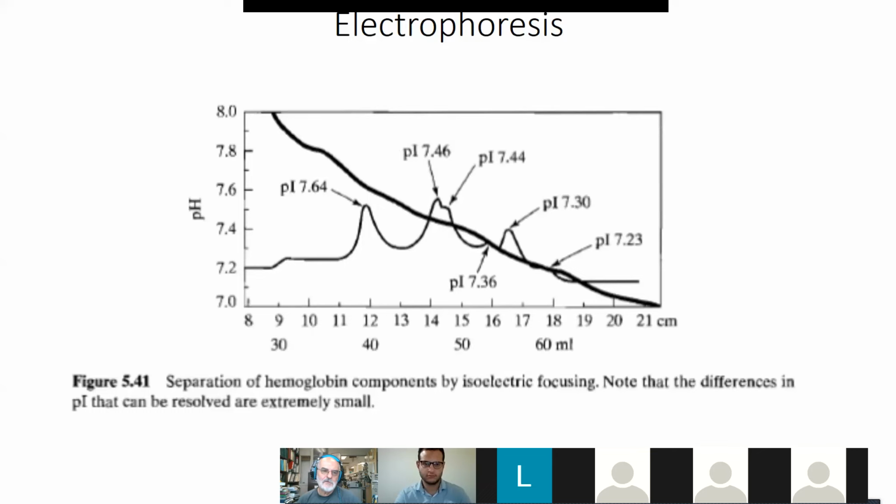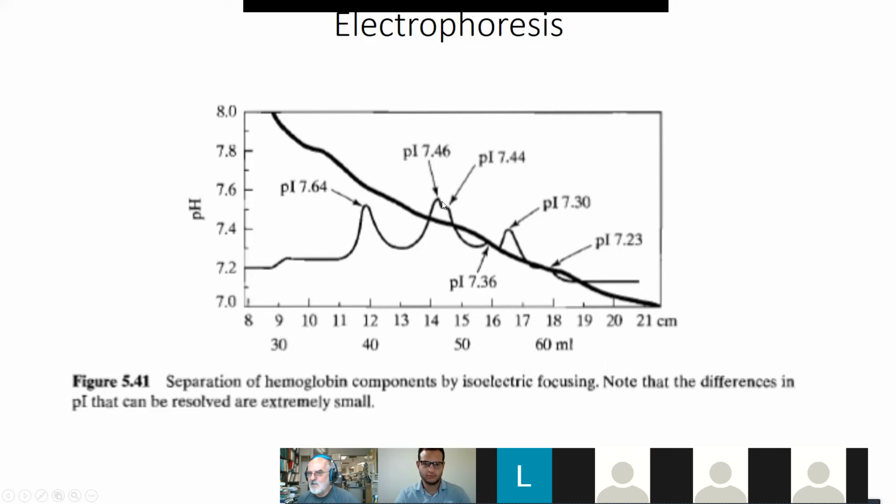So this is a depiction in Van Holde of what that might look like. This is hemoglobin by isoelectric focusing. Here is the pH gradient. In this particular case, they had to break the gel up, and the slices were put in the water, and then the pH was measured to establish what the gradient was. And then the protein gave various peaks.